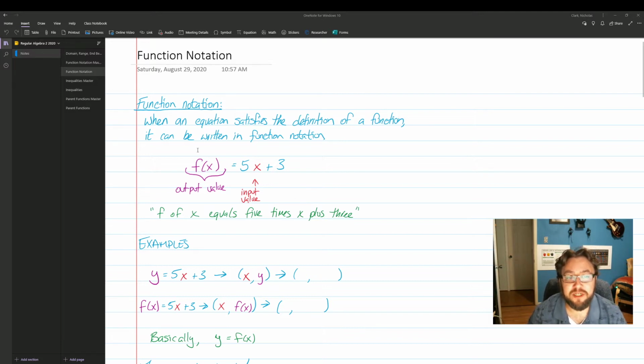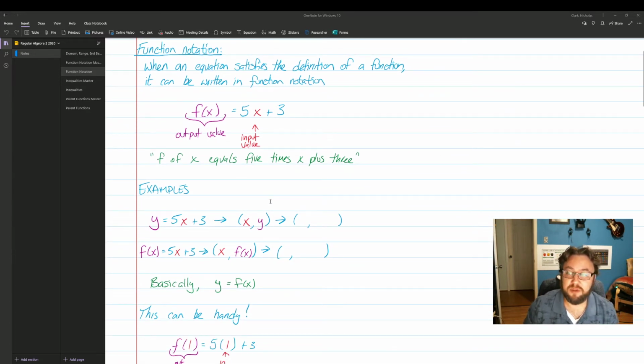The proper way to read the function on the screen would be f of x equals 5 times x plus 3, or f of x equals 5x plus 3. So basically, you can take any y equals that satisfies the definition of a function and turn that into function notation. So our first example here, y equals 5x plus 3, we've got x and y. So in the parentheses, our solution for this is going to be x, comma, and then y. So that would be the 5x plus 3.